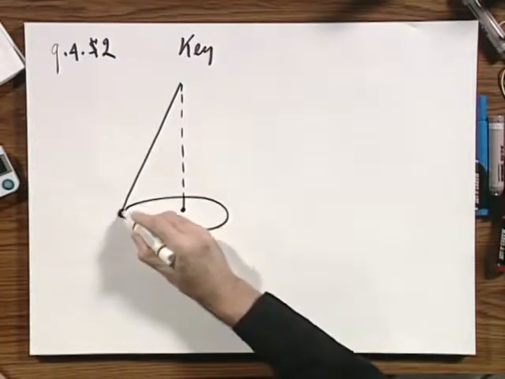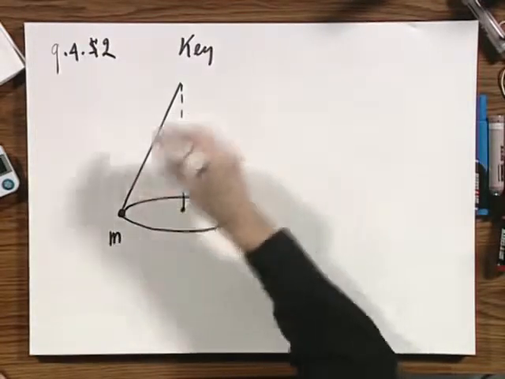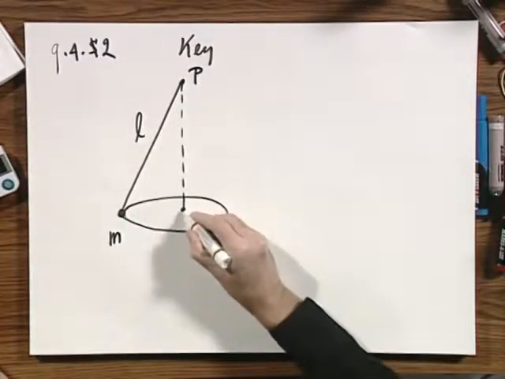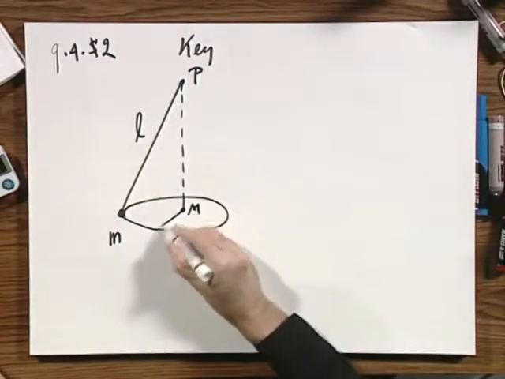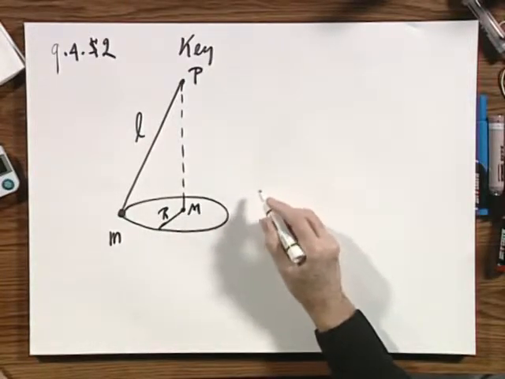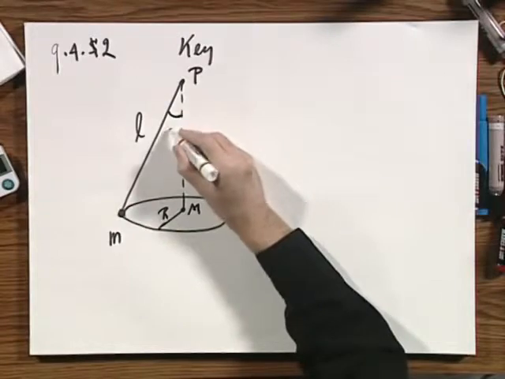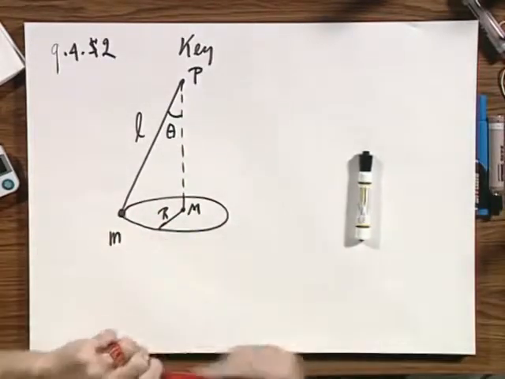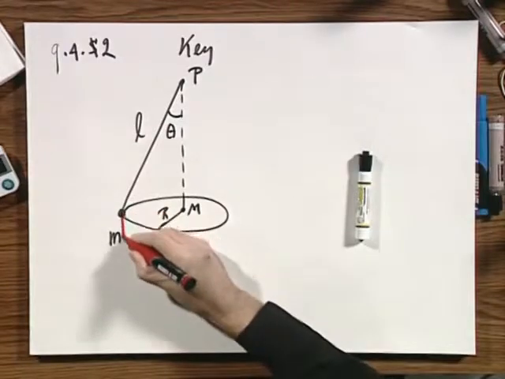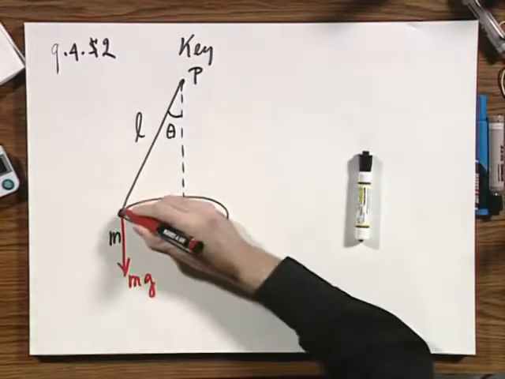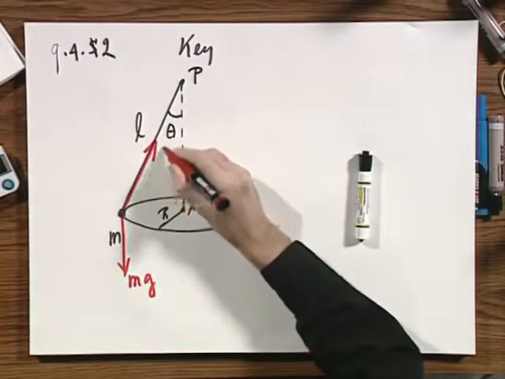There is a bob M here hanging at the end of this conical pendulum. The length is L. Let this point be P, and let this point be M, and let the radius of this circle be R. The angle is theta here. I can put in all the forces at point M. There is here mg down, and there is the tension up, and that's all there is.